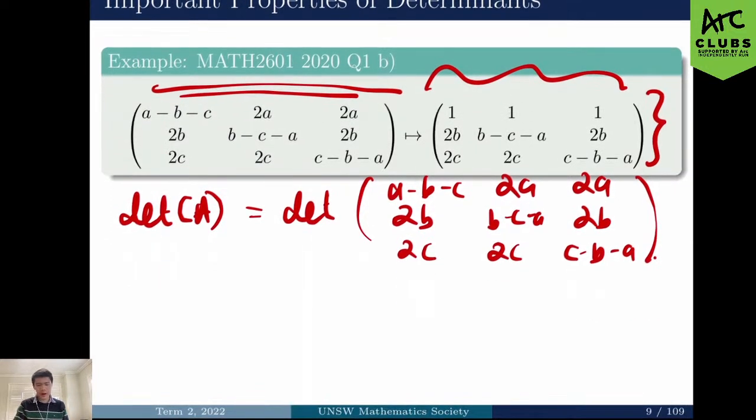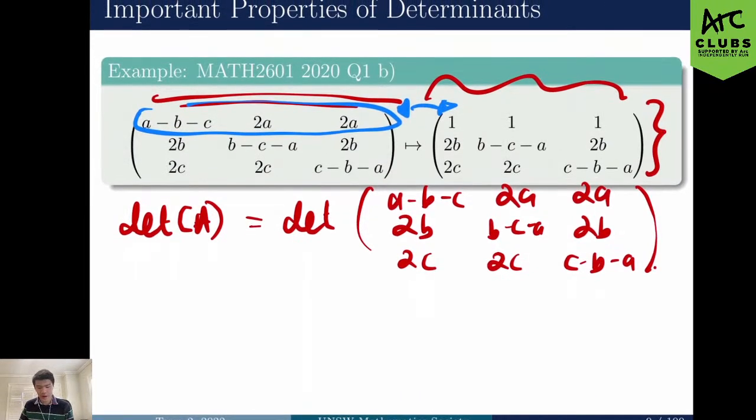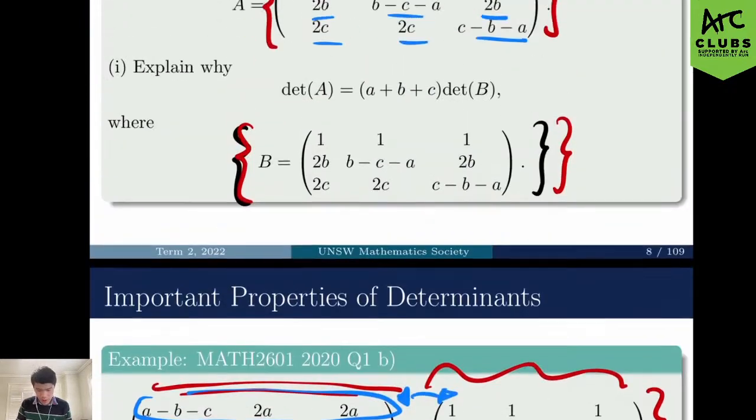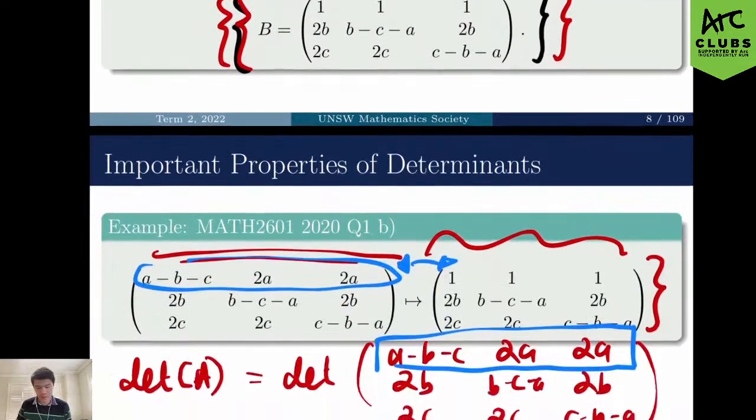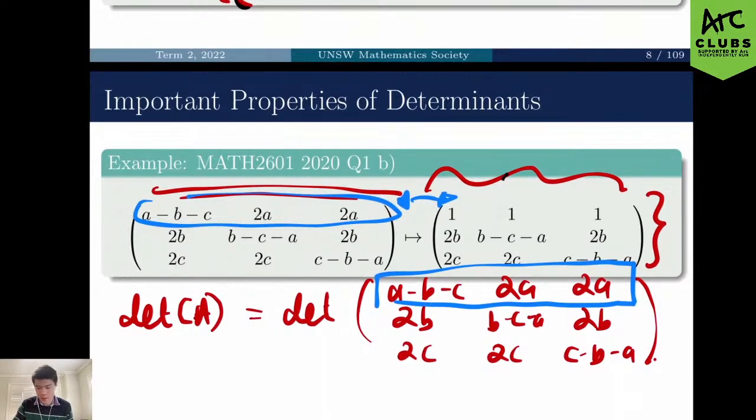Okay, so somehow we need to basically change this row to a row of 1s. Right, and that basically means we have to make all of these elements in the first row the same. Right, so how can we possibly do that? Well, we also have this over here. We want to show that the determinant of A is equal to a plus b plus c times the determinant of the second matrix. So clearly you can sense that there's going to be some a plus b plus c in the second matrix that we're going to be taking out of the matrix eventually.